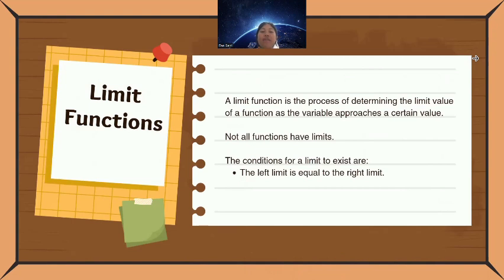Next, let's discuss limit function. A limit function is the process of determining the value that a function approaches as the variable approaches a certain value. However, not every function has a limit. A limit exists only if the left-hand limit and the right-hand limit are equal. In other words, when we approach the same point from both directions, the function must approach the same value. If the two values are different, then the limit does not exist.